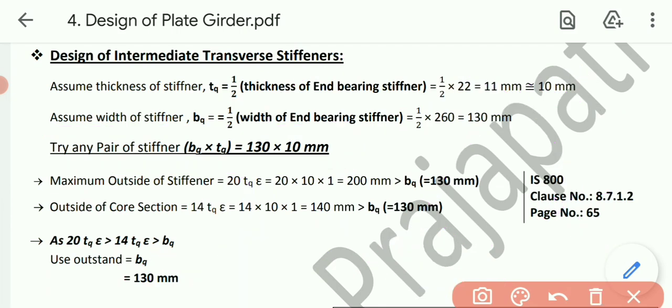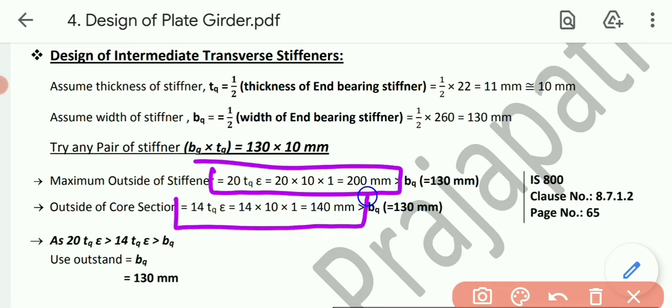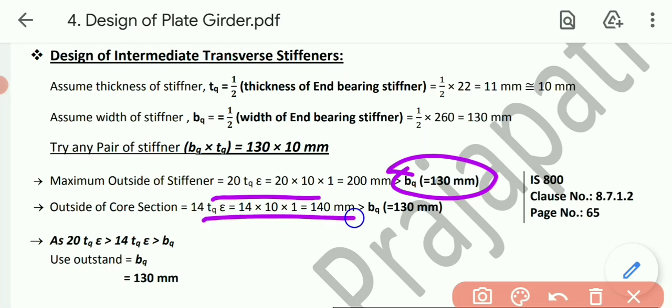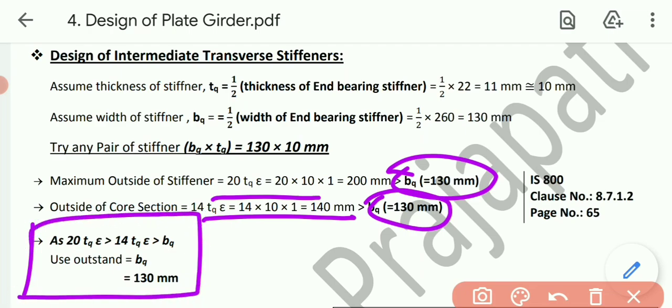So 20 t, that is 200. 14 t, that is 14 into 10, 140. So our assumed dimension of the stiffener, that is bs, 130, should be less than both of these values. Right now it is less than, hence okay. So 20 t is greater than 130, and 14 t epsilon is also greater than 130. It's okay, as 20 t is greater than 14 t epsilon, which is greater than bs, so we can use the outstand of bs, that is 130 mm.